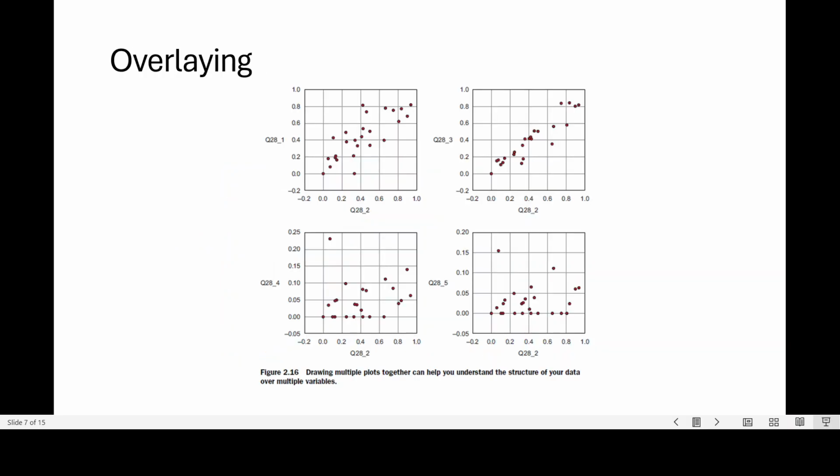Next, we are going to see about overlaying. Overlaying means displaying multiple data sets or multiple graphical representations on the same chart. This technique allows direct comparison between different groups of variables. For example, if sales data from two different years are displayed on the same graph, we can easily compare performance between the years. Overlaying helps identify similarities, differences, and trends that may not be visible when viewing datasets separately.